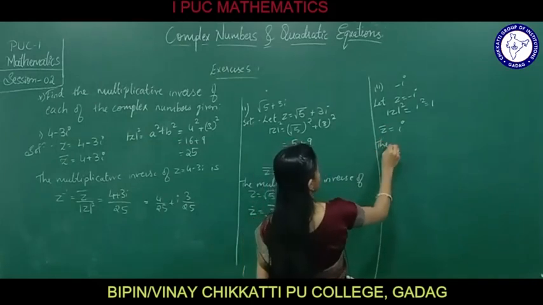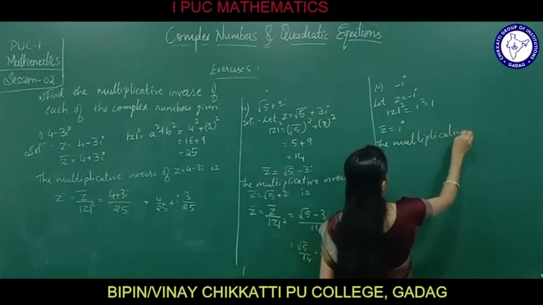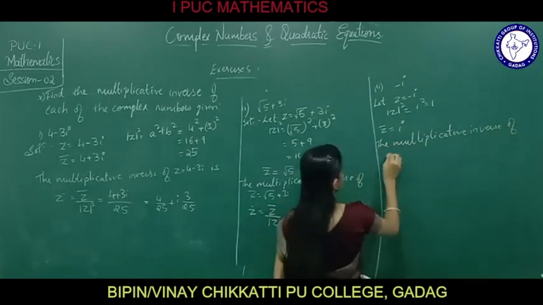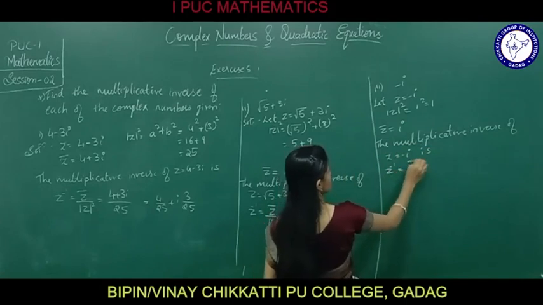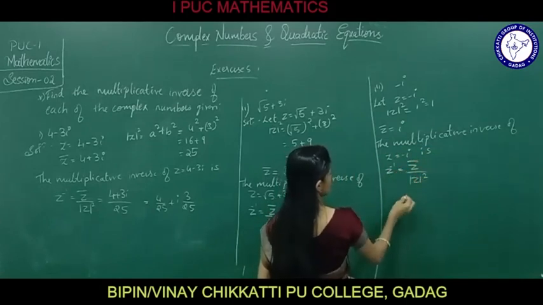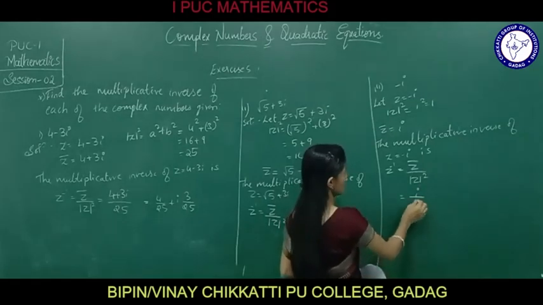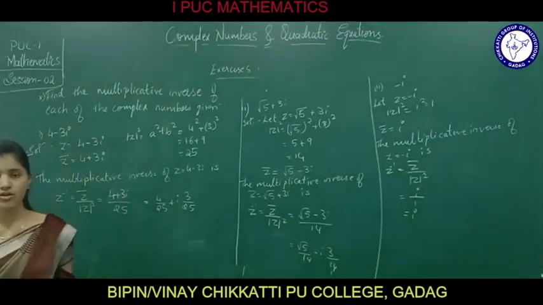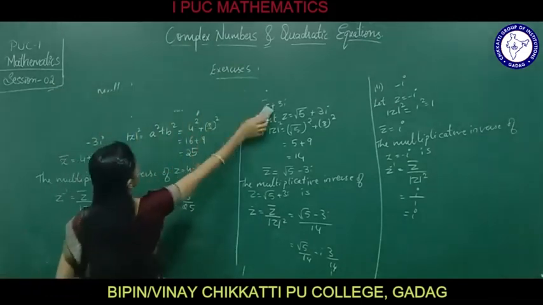Now the multiplicative inverse. Multiplicative inverse of z is equal to minus i; z inverse is the conjugate of z divided by mod of z square. That is, the conjugate of z is i, and mod of z square is 1. Nothing but i. I hope students you have followed these problems of finding out the multiplicative inverse.